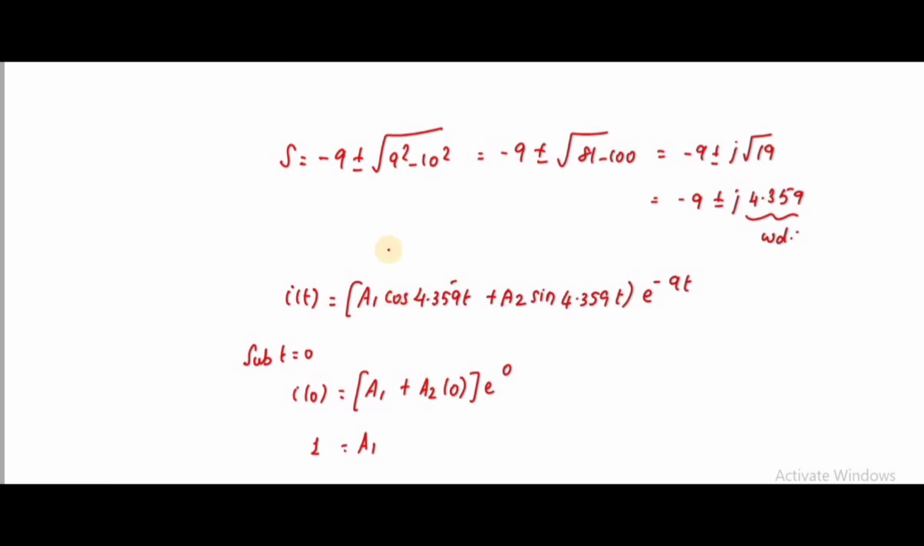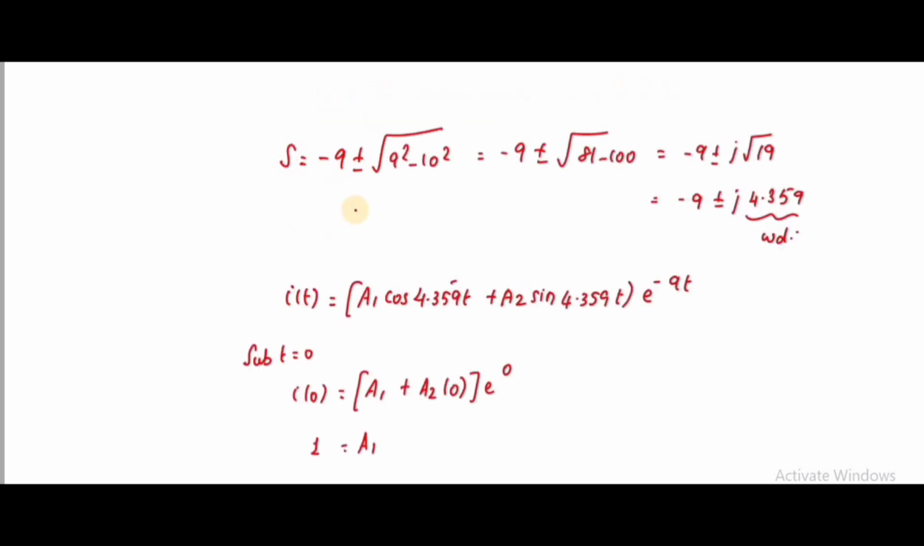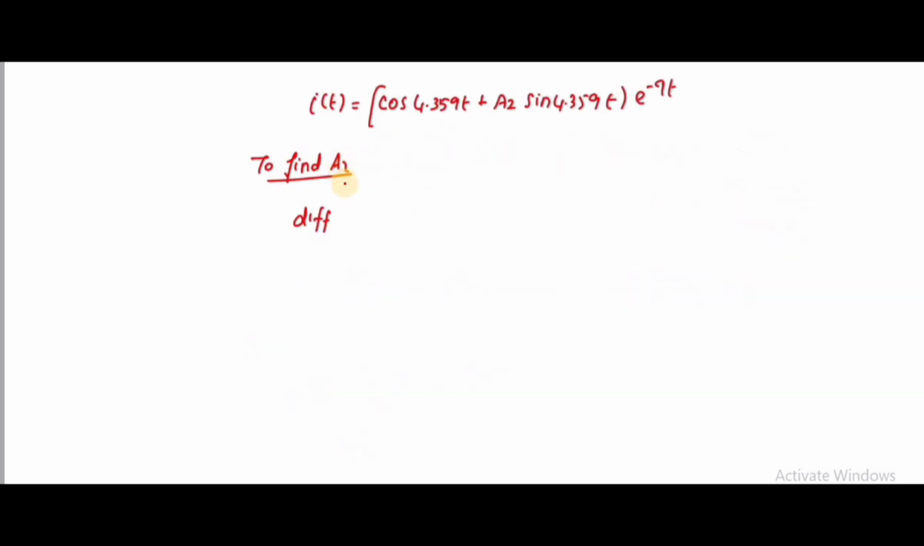Next, you have to differentiate this equation i of t. Before that, you can substitute that value: i of t is equal to e power minus 9t times cos 4.359t plus a2 sin 4.359t. To find the value of a2, you have to differentiate this i of t, the previous equation, with respect to time.